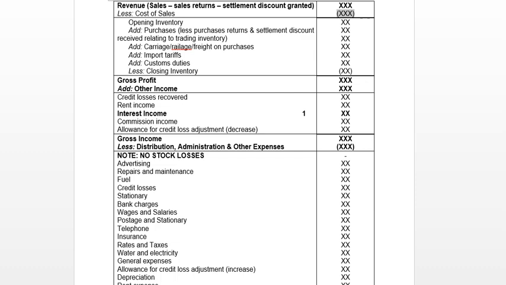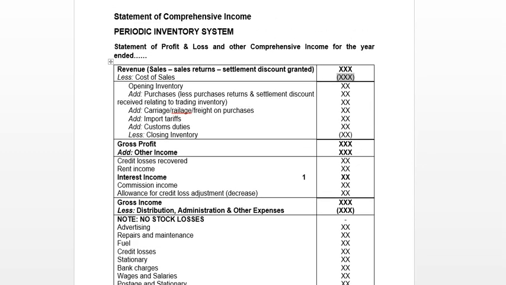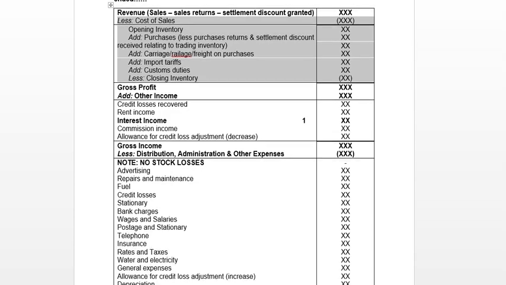So that in essence is the only difference between the perpetual and the periodic inventory system. In a periodic inventory system, you will just need to determine your cost of sales.